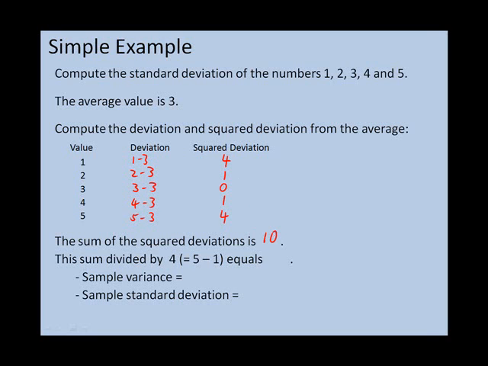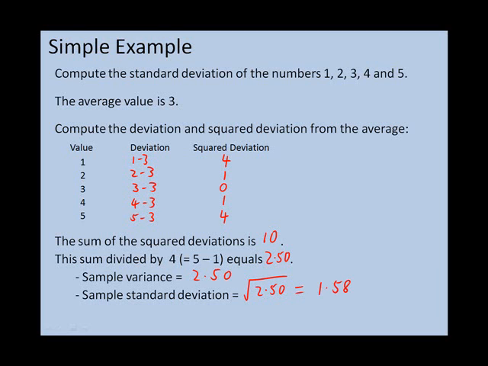The formula then tells us that we have to divide 10 by n minus 1, where n is the number of observations. We have 5 observations here, so we're going to divide through by 4, which gives us a variance of 2.5. The sample variance is 2.5, and the sample standard deviation is going to be equal to the square root of the variance, which is 1.58.